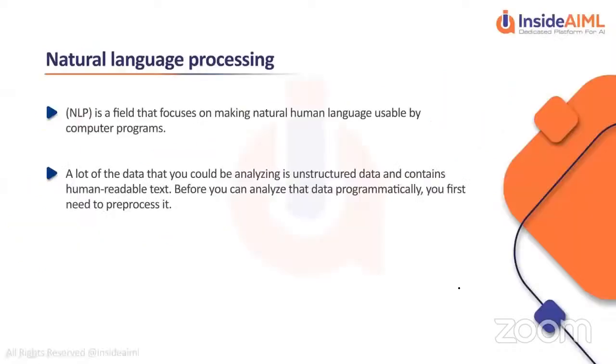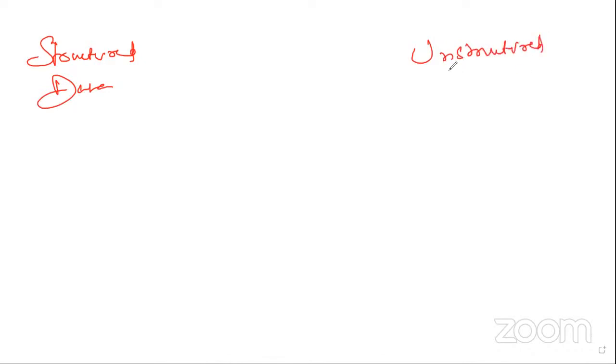Right now, a lot of data is unstructured data. Now, what is the difference between structured data and unstructured data? Let me write that also. So what do unstructured and structured data mean? Structured data, unstructured data. In the structured data, our data is like this.